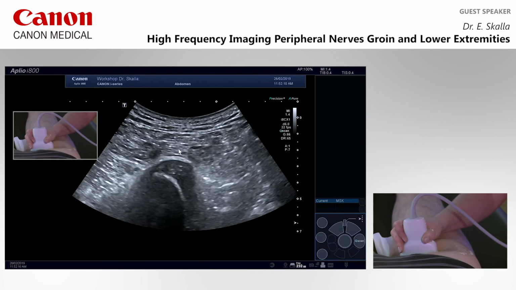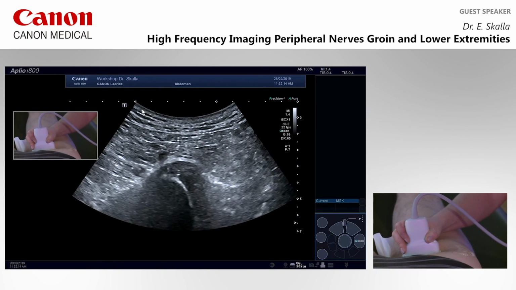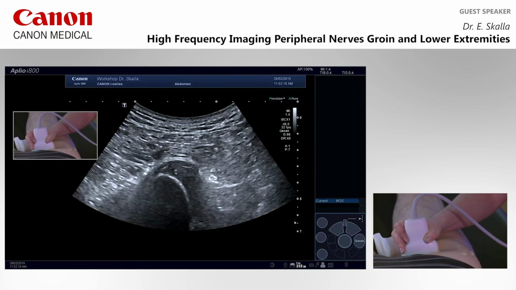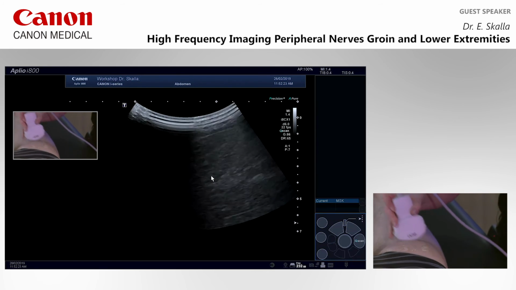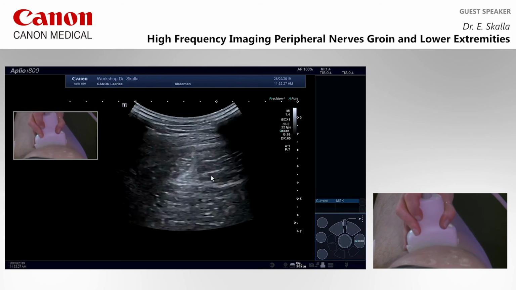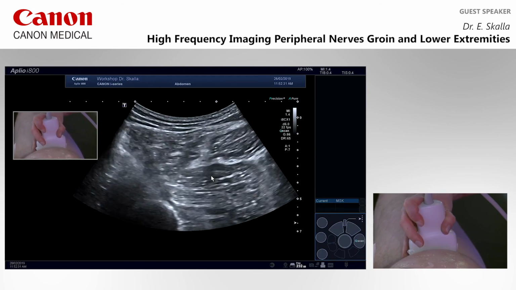And when you do an infiltration, you have an approach from the lateral side in this direction, and it's very easy, very quick. Here's the nerve. So the sciatic nerve on the thigh, very easy to find. Just put the probe in the middle of the thigh, just a few centimeters distal to the gluteal fold.